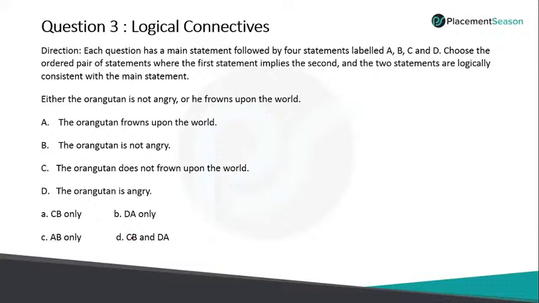When will he frown? When he is angry, right? So which means the orangutan is not angry, or the orangutan is angry. This is what the main statement is given. So we'll see the 4 connectives here.